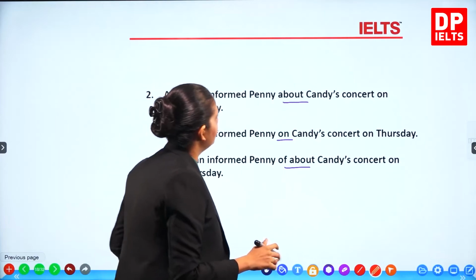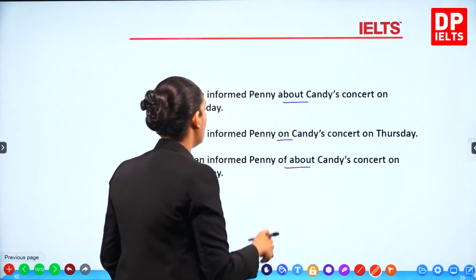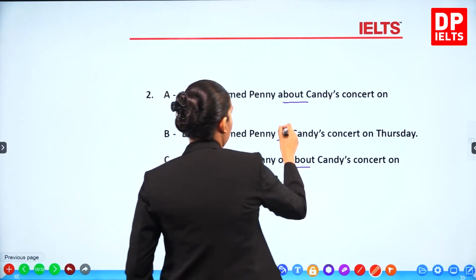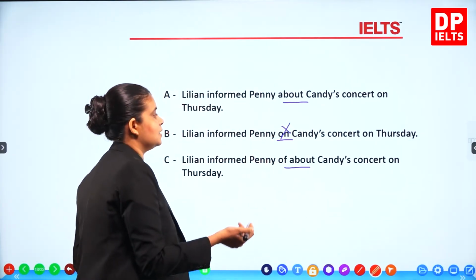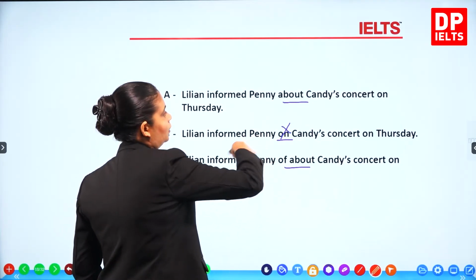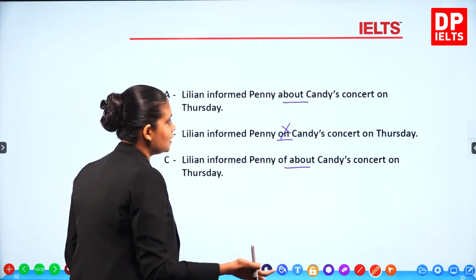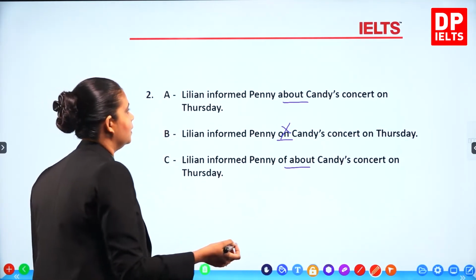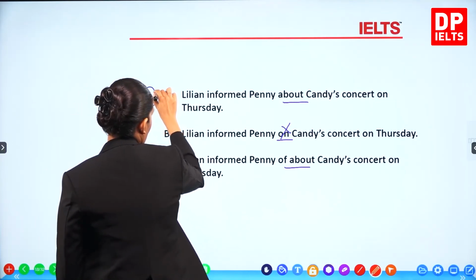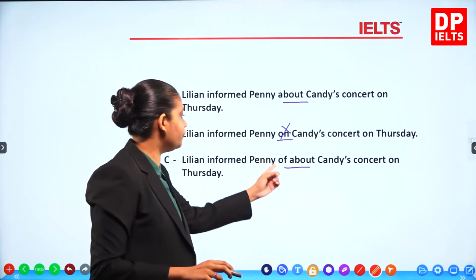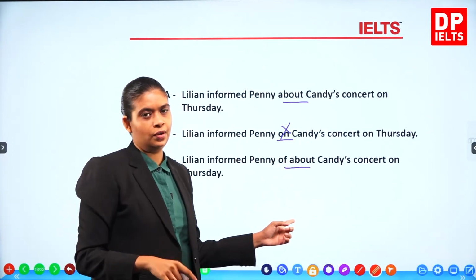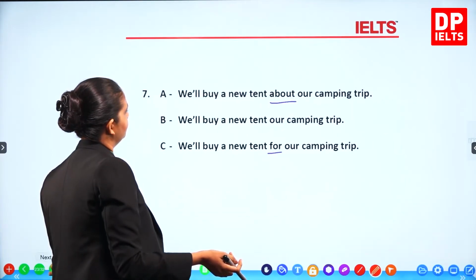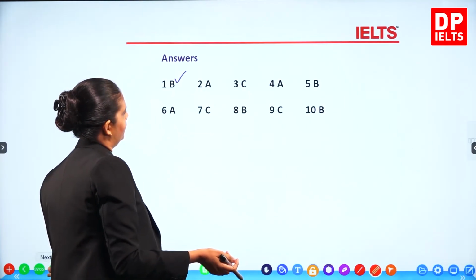Lillian informed Penny about Candy's concert. On Candy's concert? Would you inform on something? No. If it is an informal thing that you're discussing, this is formal, right? If it is something informal, a discussion topic, you want to talk about something, then it is about only, right? Do you use of there? No, it's just about. You don't have to say of about. So A is the correct answer, right?